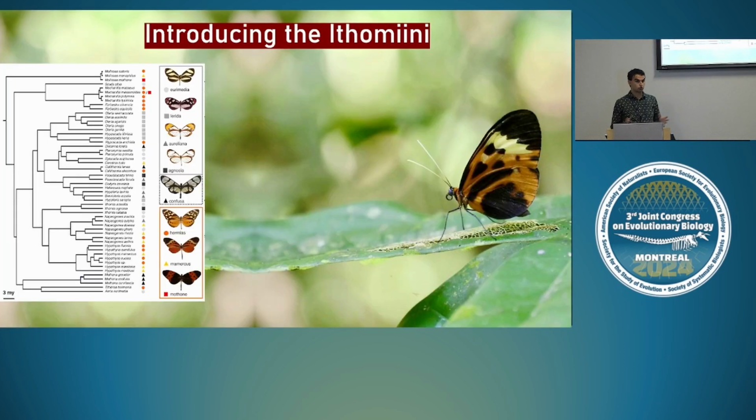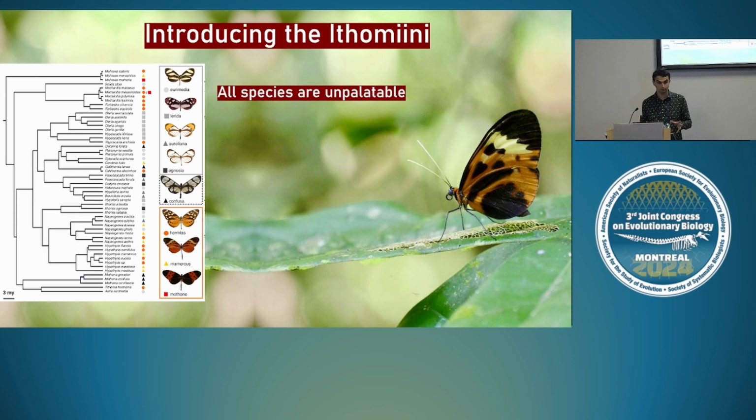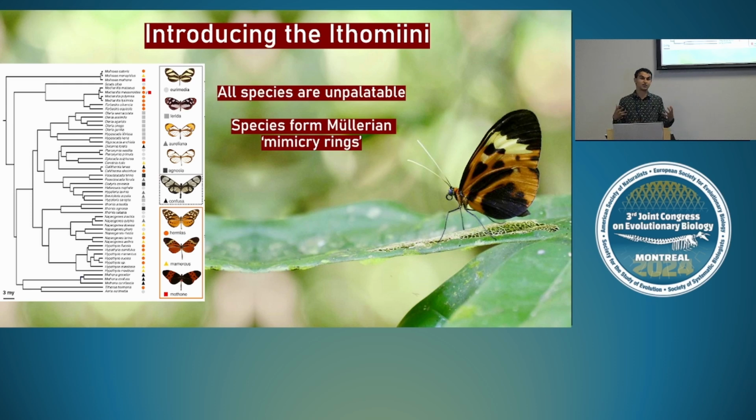Groups of neotropical butterfly are a really powerful model system for testing these hypotheses, in particular this tribe. So these are the Ithomini, the most diverse tribe of neotropical butterfly, where all the species within the tribe are unpalatable. And as a result of that unpalatability, species have converged in similar wing colours, morphologies, and behaviours to form these Müllerian mimicry rings within rainforests to better advertise to their predators that they're not good to eat.